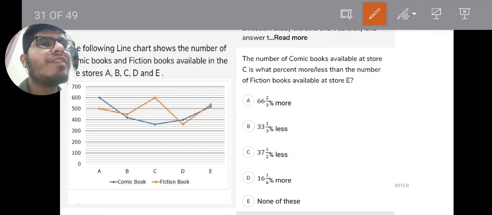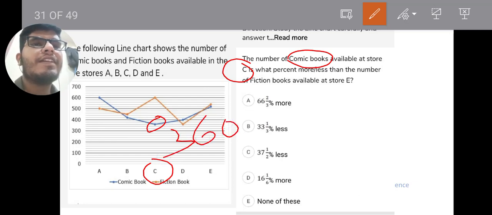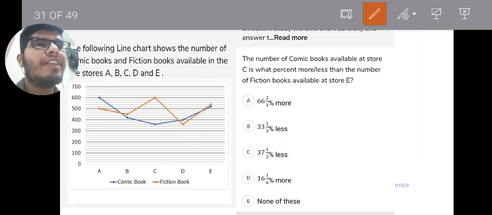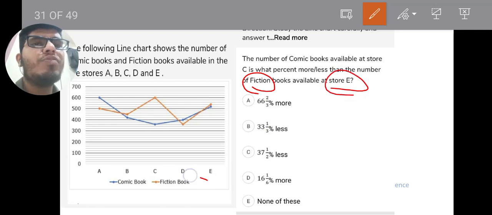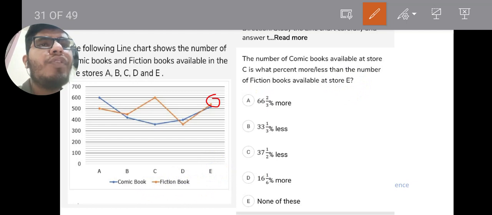So what is asked? The number of comic books available in store C. Store C is here. Comic books is the blue line. How much will it become? That is 360. You can see it's 300, the first row is 20, the second row is 40, the third row is 60. So that is 360. And the fiction books available at store E. Fiction book is in orange and store E is here. That will become 540.